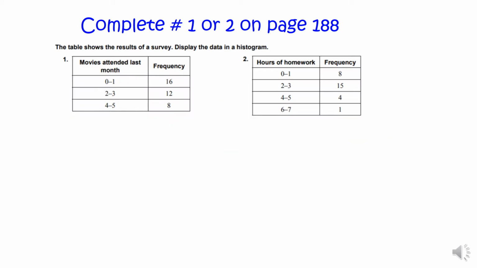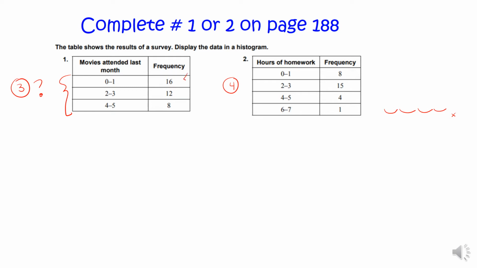Okay, so I'd like you to think about doing one of these histograms on page 188 in your journal. Before you push pause, I want you to think about what you're doing. So the first thing is you want to ask, how many bins do I have? In this case, you have 3. In this case, you have 4. Remember, the bins are on the horizontal axis, or the x-axis, okay?